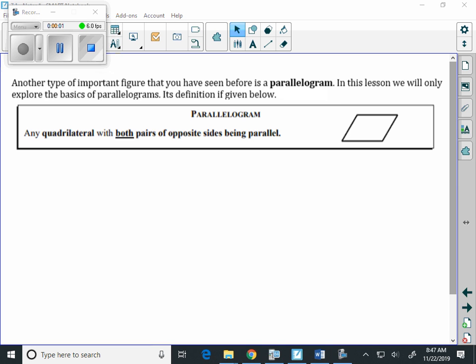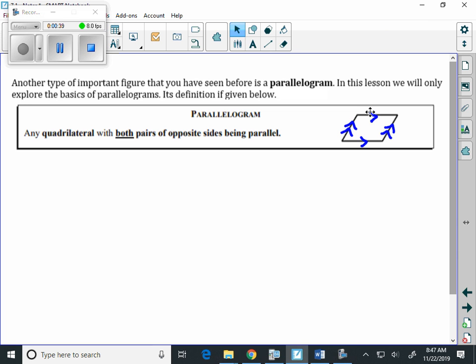Another type of figure that we're going to work with today is a parallelogram. And the thing about parallelograms is that a trapezoid says that you have to have at least one pair of parallel sides. A parallelogram says that you have to have both pairs of opposite sides parallel. So that means that this side and this side are parallel, and then this side and this side are parallel. Both of them need to be parallel.